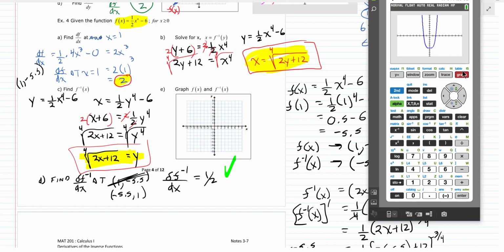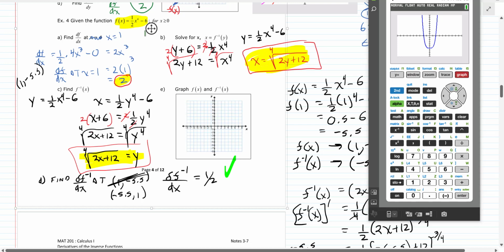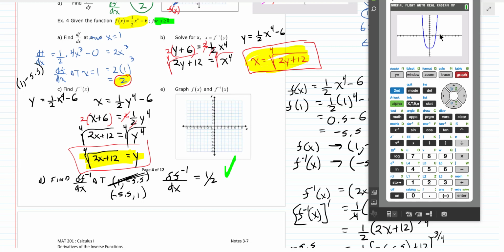So that's what the function looks like. Now we're only doing this for x greater than 0. If you go back and look at the original problem, it says x greater than 0. That's because this is not a one-to-one function. So the way I'm going to put this in my calculator is like this. I'm going to put in parentheses 0.5 x to the fourth, and then minus 6.